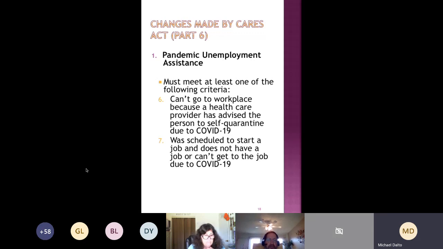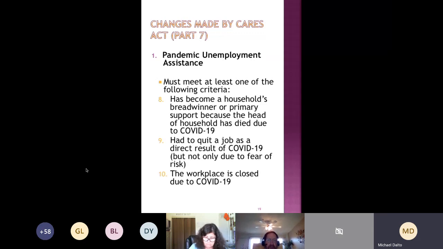8th, due to the death of a head of household, the individual has become that household's breadwinner or primary support. And that would be if the head of household died due to COVID-19.